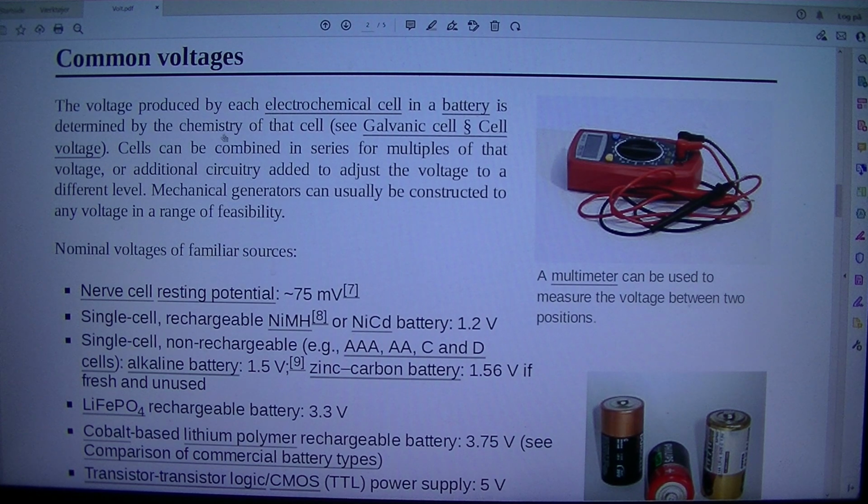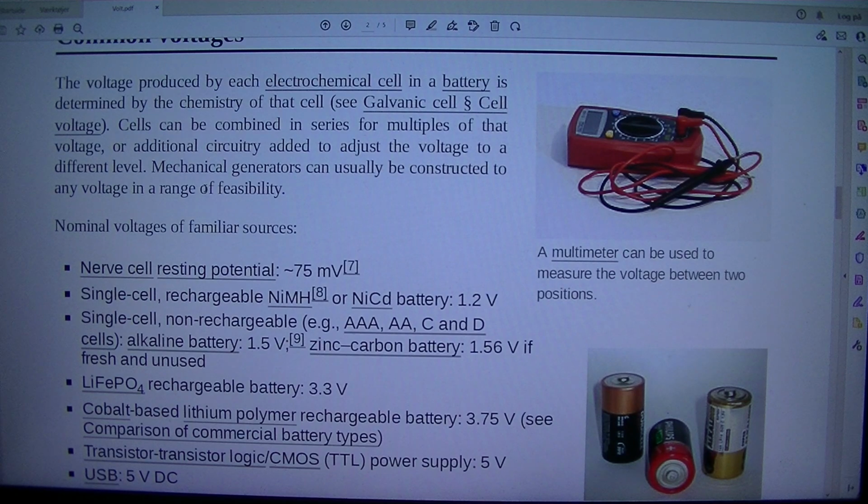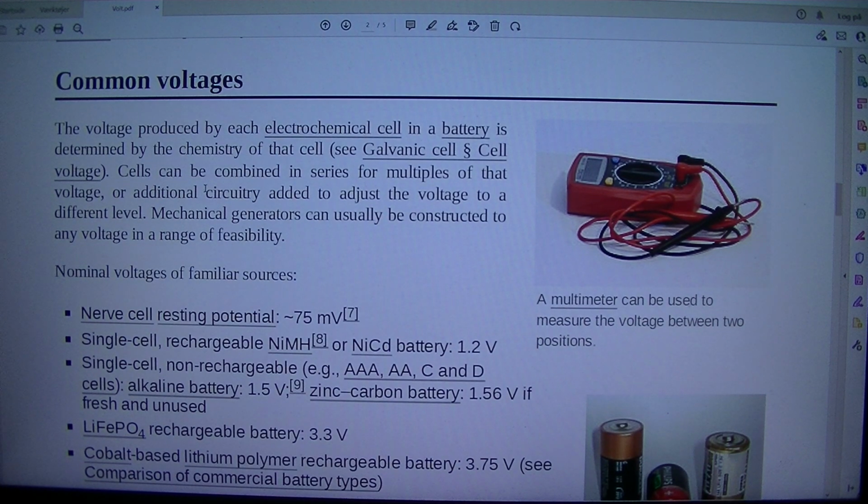A multimeter can be used to measure the voltage between two positions. 1.5 V C cell batteries. The voltage produced by each electrochemical cell in a battery is determined by the chemistry of that cell. See galvanic cell voltage. Cells can be combined in series for multiples of that voltage, or additional circuitry added to adjust the voltage to a different level. Mechanical generators can usually be constructed to produce voltage in a range of feasibility.